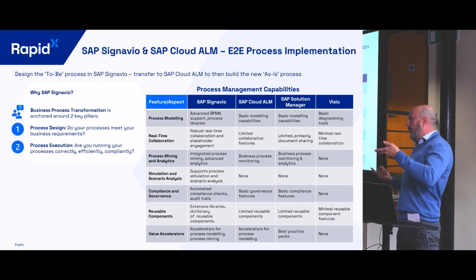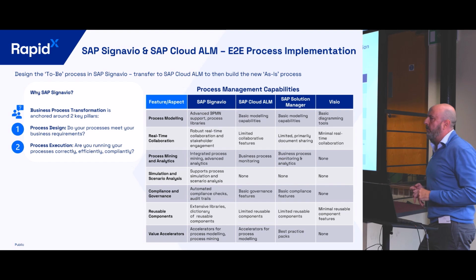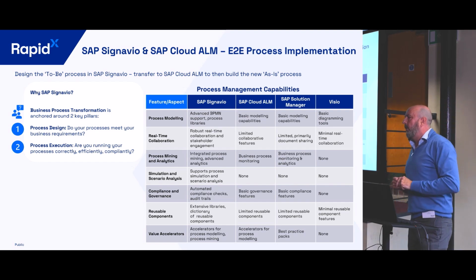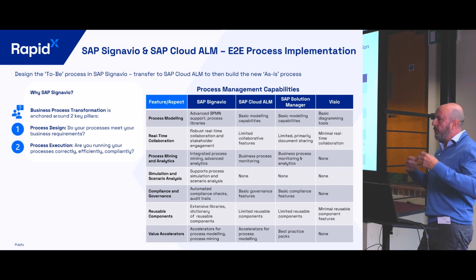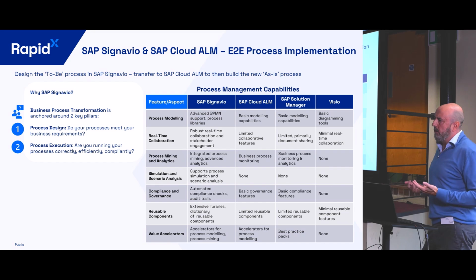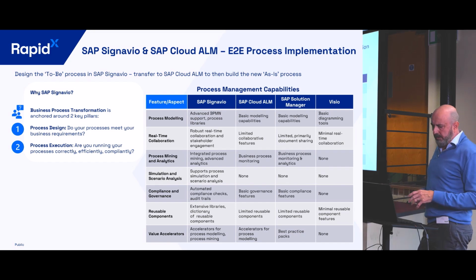And the reusable components. So you have a dictionary in SAP Signavio, so when you build your processes, you can just literally start picking stuff off the shelf. It really, really facilitates and reduces the complexity and the risk of getting things wrong, because everything's available at your fingertips.